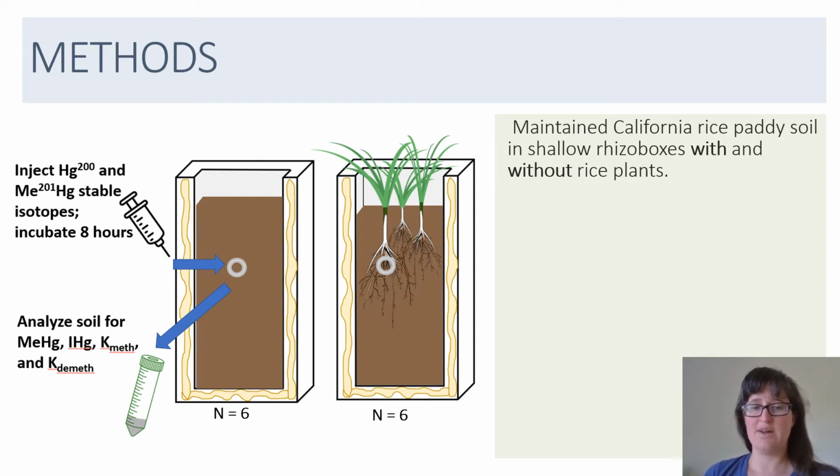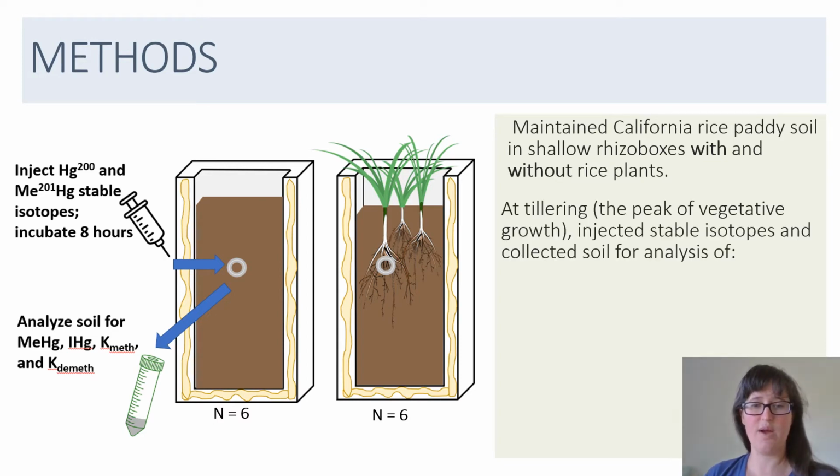These rhizoboxes allowed us to access the submerged rhizosphere. For simplicity, I've left out the flexible vinyl panels that we used to access the rhizosphere without also introducing oxygen, but we did have an oxygen introduction control strategy in this system. So we waited until the plants had achieved tillering, the peak of vegetative growth, after which we injected stable isotopes. Two different types of stable isotopes, mercury 200 and methylmercury 201.